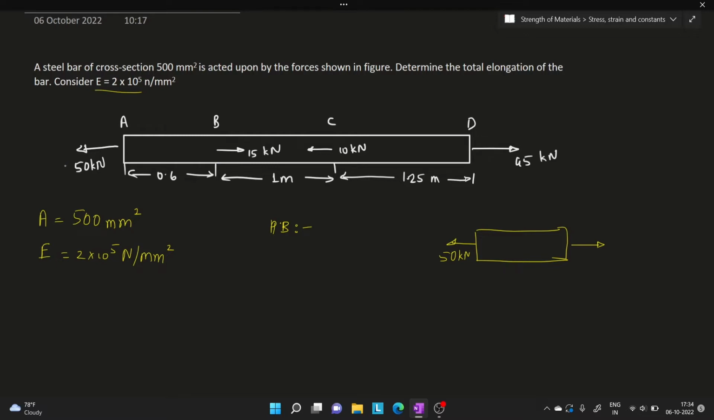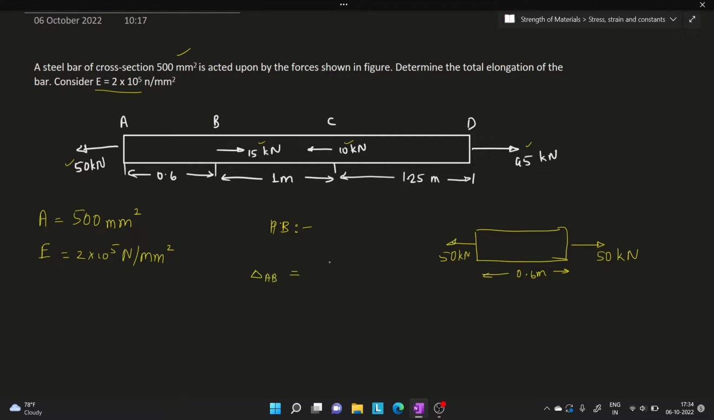Just for confirmation, 50 plus 10, we have 60 at LHS towards the left, and towards the right we have 45 plus 15, again 60. So on the right we can make use of 50 kilonewton. Next, the length of portion AB is 0.6 meter, and the area is constant throughout, that is 500 mm square. With this information we can solve the deflection of body AB, that is delta AB.